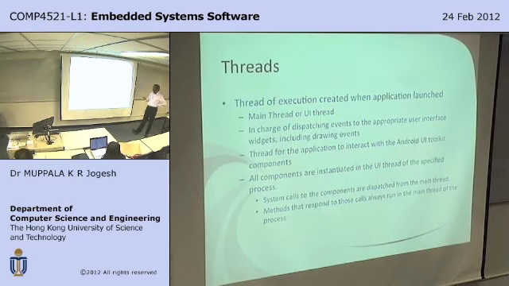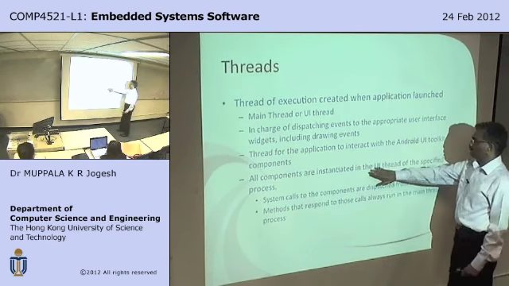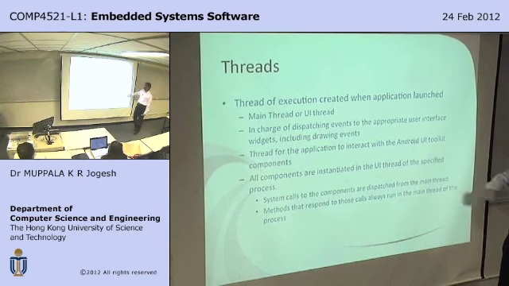And this is the thread for the application to interact with the Android UI toolkit components. Everything that you need to do on the screen is controlled by the UI thread. Okay? Anything that you need to do on the screen, you need to take the help of the UI thread. The UI thread is the only one that can do anything on the screen. So if you need to do any updates on the screen, you have to ask the UI thread to do it. All components are instantiated in the UI thread of the specified process.